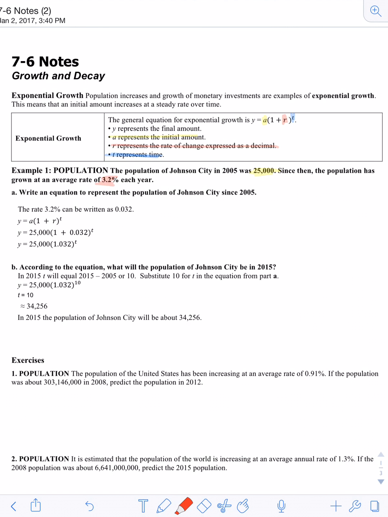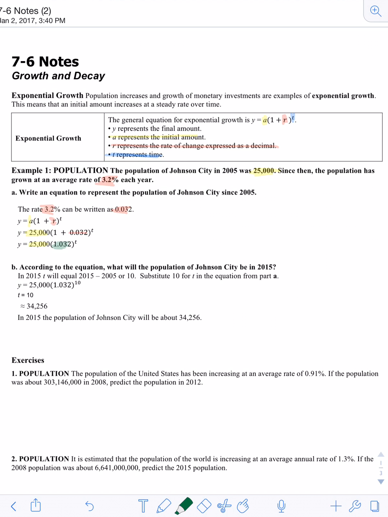The rate is going to be a percentage, but in your problems, you have to put it as a decimal. So that's why they took 3.2% and wrote it as a decimal. So here's my R for my rate. And then the other information they gave us was the initial amount. So here's my A. My initial amount was 25,000, so that stayed 25,000. What they did to get this right here, which I'll use green, is they just added the 1 plus the 0.032. Both of them though are going to be to the power of T.